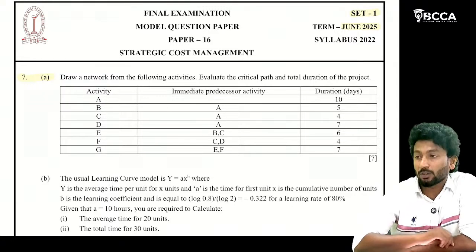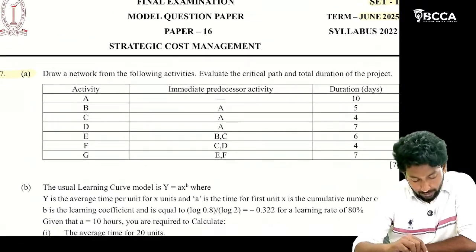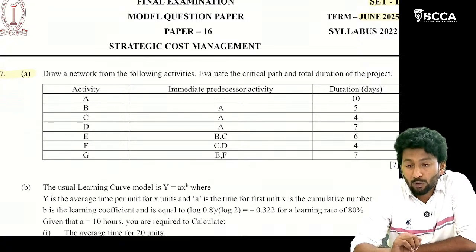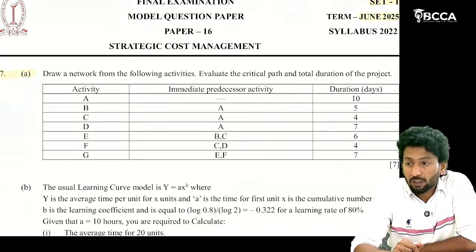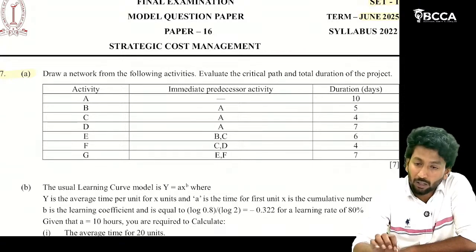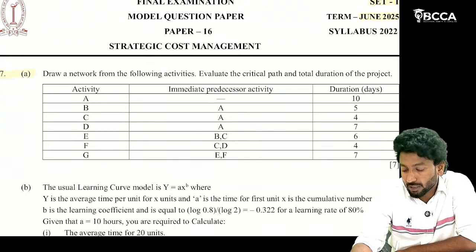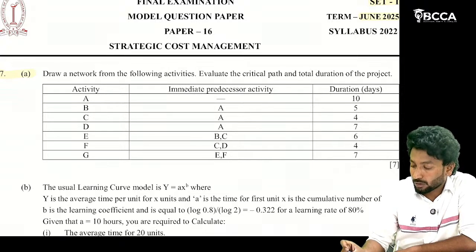Guys, please try this question. The question is on screen. Question number 7A, from June 2025 attempt MQP set 1. Go through that question and try to draw the network diagram. It's okay if you get the diagram wrong. The point is your effort. You have to practice. Even if you make mistakes, next time you will correct them.